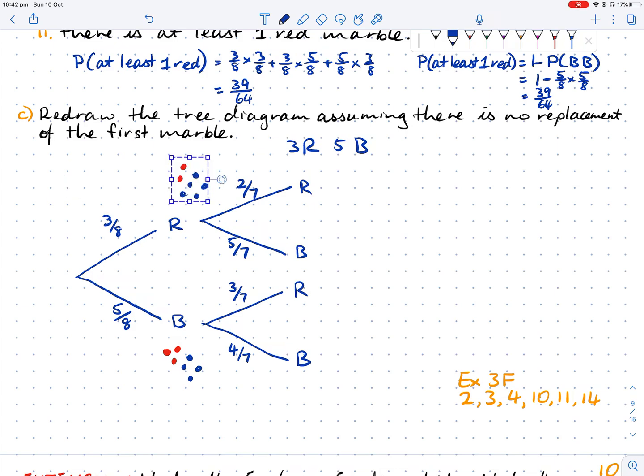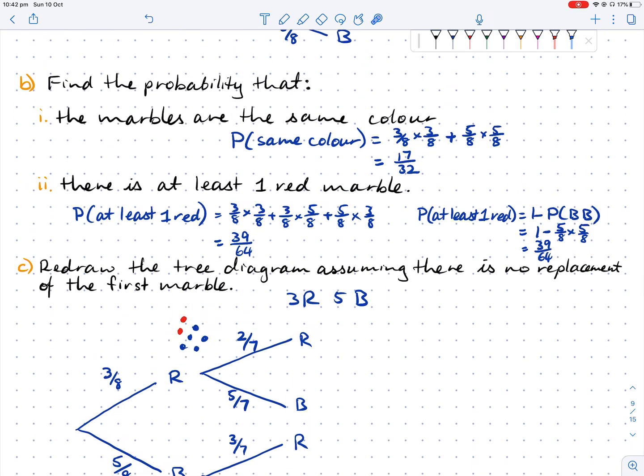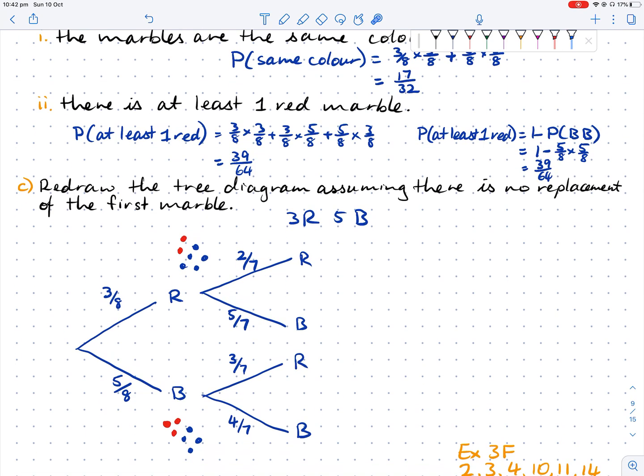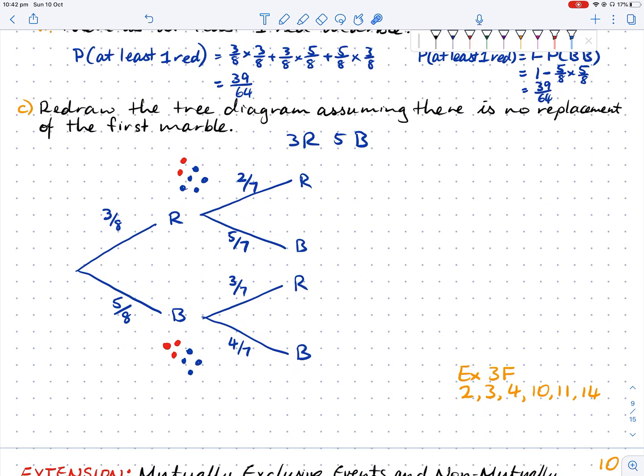So that's how we work with tree diagrams. Because we've got our tree diagram, we could now answer these questions again based on this. I haven't asked you to, but we can then use this tree diagram to calculate further probabilities as well. So here's a couple of questions for you to have a go at, see how you go with it.